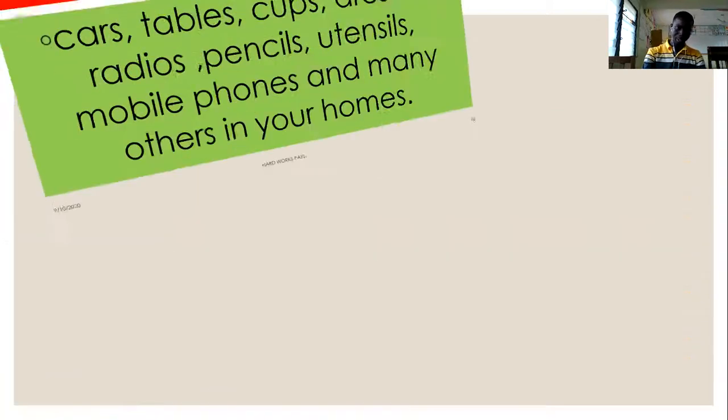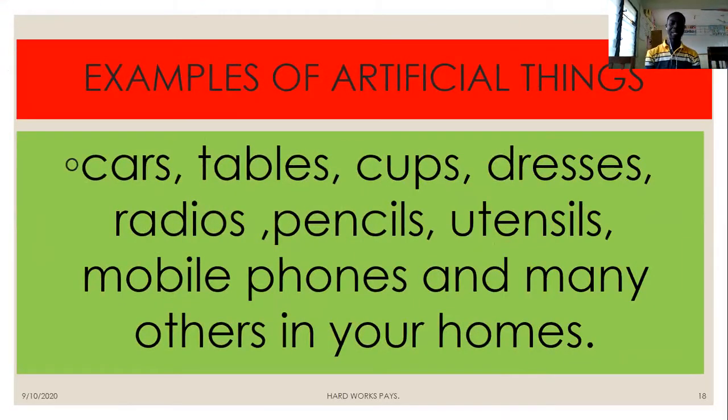And the other name for artificial things is called what? Man-made things. Good. Examples of artificial things, as I mentioned, we have the cars, the tables, the cups, the dresses, your radios, your pencils, utensils. When I say utensils, I'm talking about the cooking utensils, the bowl, the server, and all those. Your mobile phone and many others in your homes are all examples of what? Artificial things.